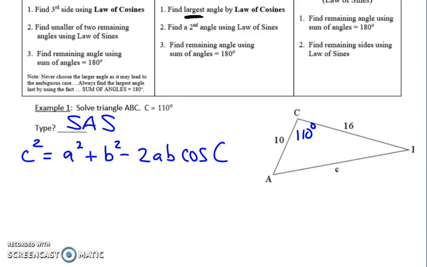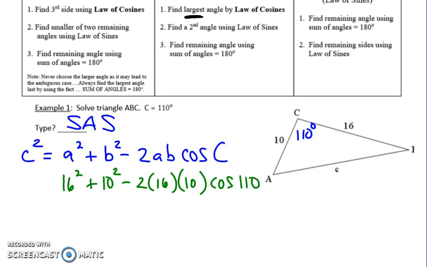So again, using what's given to us, that's going to be a is 16, so 16 squared plus 10 squared minus 2 times 16 times 10 times the cosine of 110. I'm going to put all of this into my calculator.